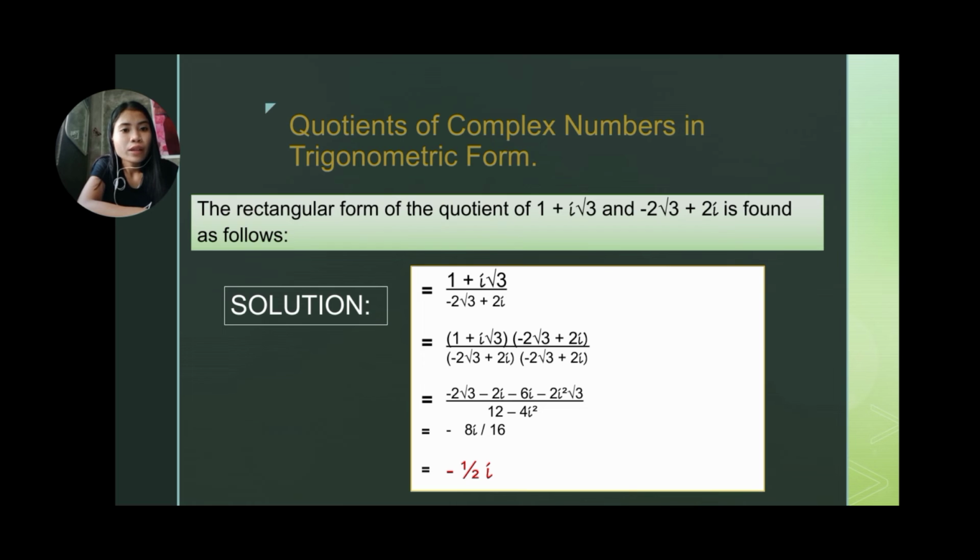Then we have the quantity 1 plus i square root of 3 multiplied by the quantity negative 2 square root of 3 minus 2i, divided by the quantity negative 2 square root of 3 plus 2i times the quantity negative 2 square root of 3 minus 2i, which equals negative 2 square root of 3 minus 2i minus 6i minus 2i squared root of 3, divided by 12 minus 4i squared. Using simplification, it is then equal to negative 8i over 16, and in lowest terms it is equal to negative 1 half i.